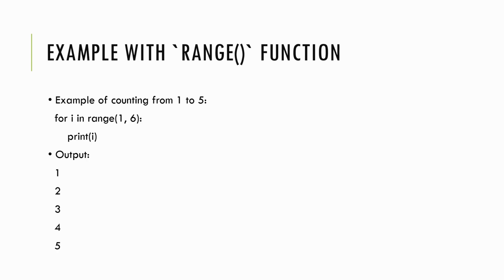Here's an example. This for loop counts from 1 to 5 using range(1, 6). The loop will print numbers 1, 2, 3, 4, and 5, as we specified that the loop should start at 1 and end before 6. This is a great way to repeat a task a set number of times.